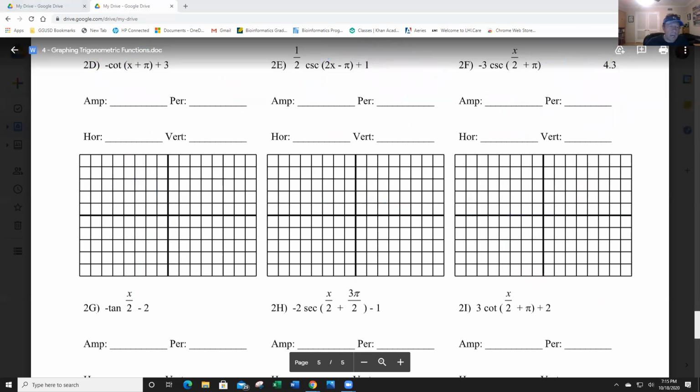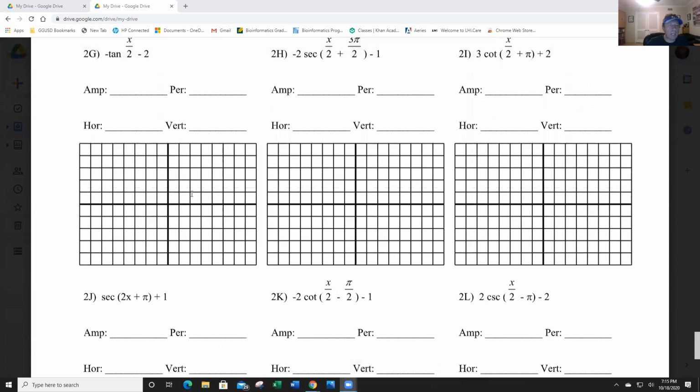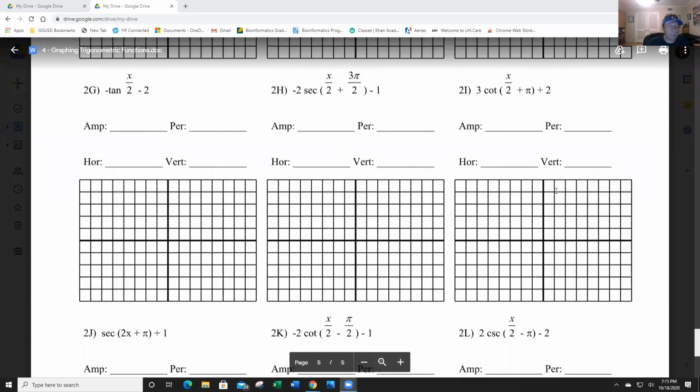Okay. Now we're going to slide up here and do 2G, just a little bit. That's good enough. Okay. We're going to do 2G. On this one, again, we got a negative tangent. So negative tangent's gonna act like a cotangent there. Okay. So what we got here on 2G is we don't have an amplitude.